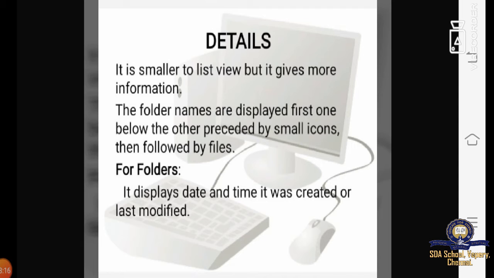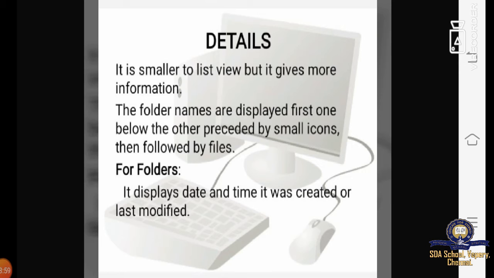The folder names are displayed first, one below the other, preceded by small icons, then followed by files. For folders, it displays the date and time it was created or last modified. Details view is similar to list view but gives more information. Also, the folder names are displayed first, one below the other, preceded by small icons, then followed by the files. For folders, it displays the date and time it was created or last modified.